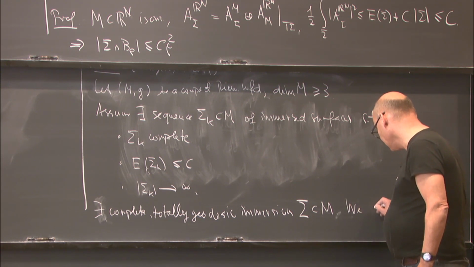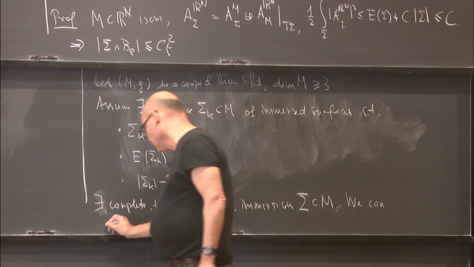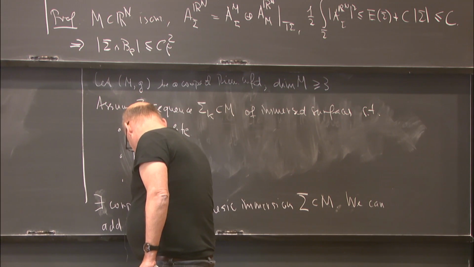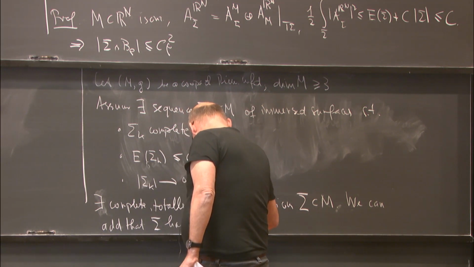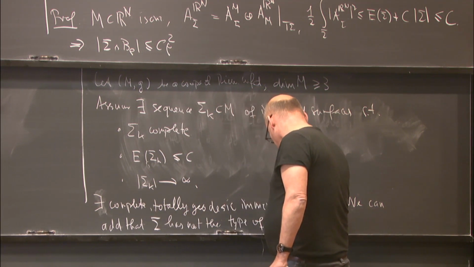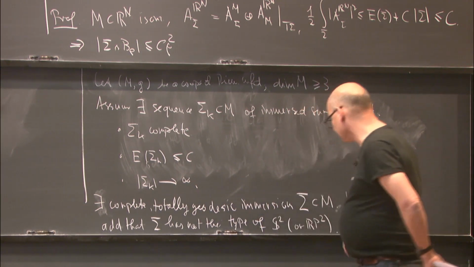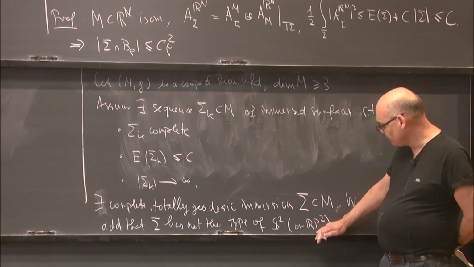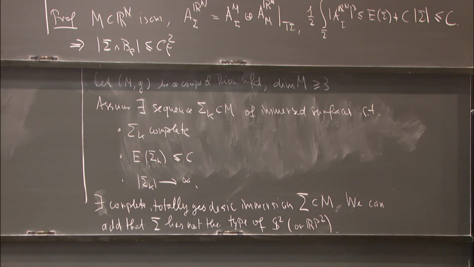And a little extra information we can add: Sigma does not have the type of S2 or RP2. Of course, we are here in the realm of immersions, so RP2 is the same as S2 basically, since RP2 is covered by S2. Therefore I put it in brackets. But we can assert that this surface does not have the type of S2 or RP2.